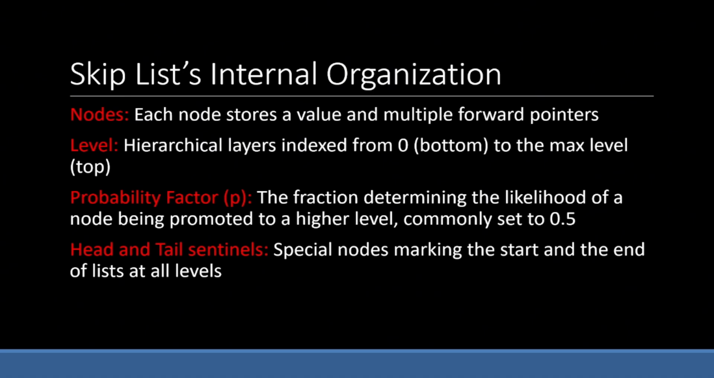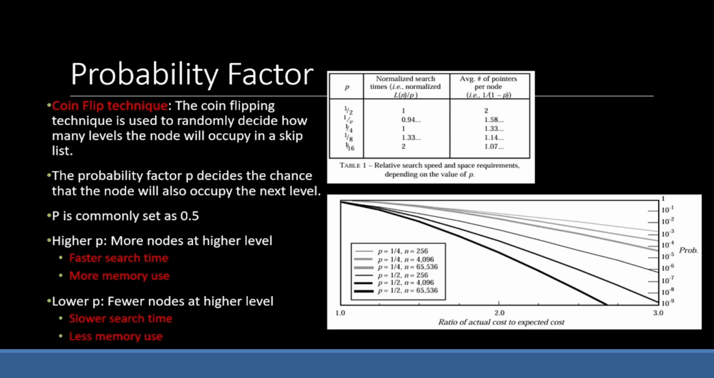Some of the components in a skip list: we have a node, which stores each value and also has a forward pointer. It has a level, which is a hierarchy. We have levels from the bottom layer to the maximum level, which is the top. The bottom one is the original one, and each layer above it has fewer nodes than the level below it. The probability factor P is the probability that a node will also appear in the next level, and the common value we use for the probability factor is 0.5, 50%. We also have a head and tail, which mark the start and the end of each list in all levels.